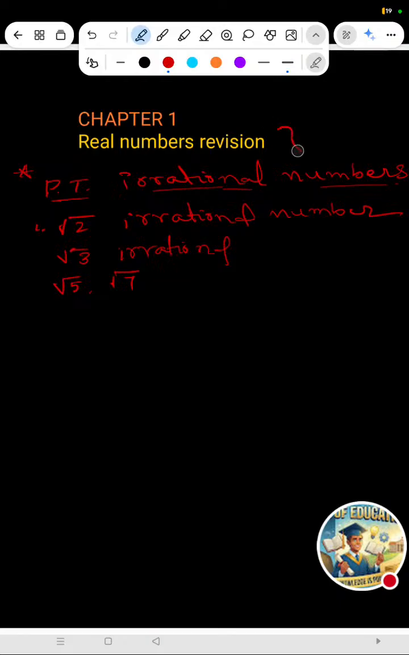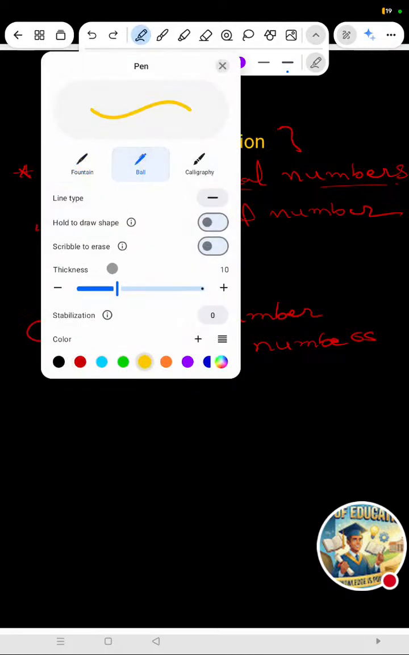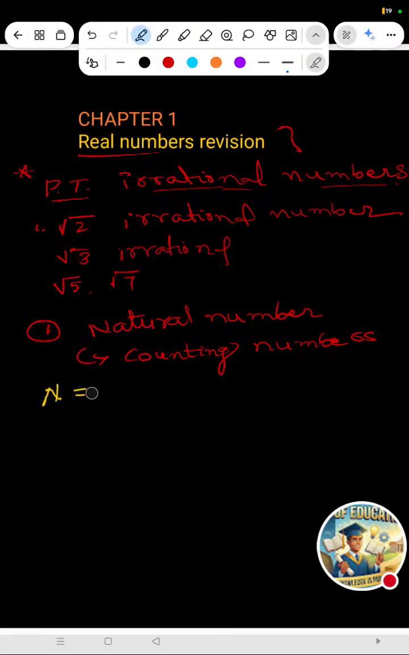Before that we should know, in real numbers, there are natural numbers. Natural numbers we can also say are counting numbers, denoted with the letter N. That is, they start from 1, 2, 3 and continue likewise.